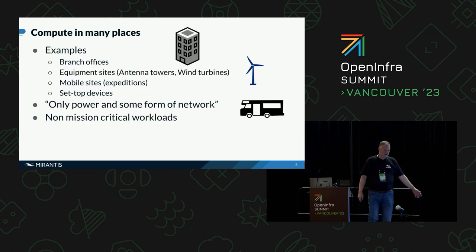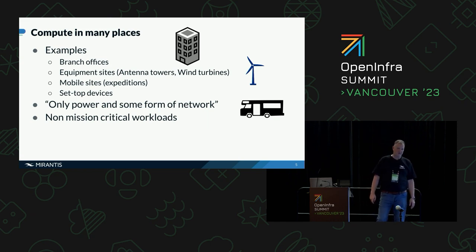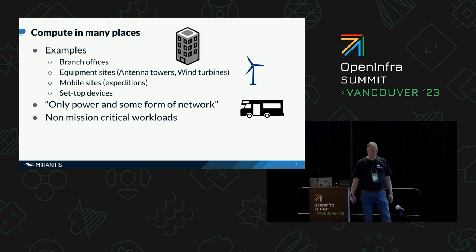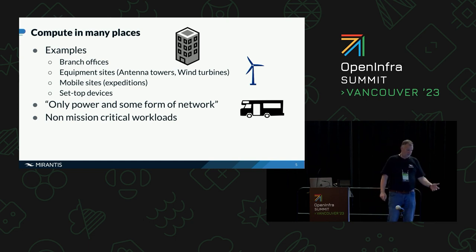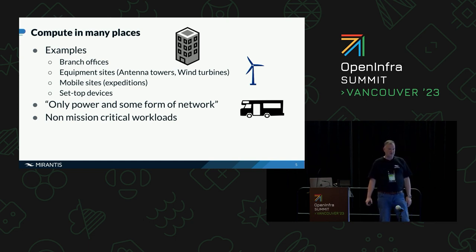So, where could we use something like that? As we said, branch offices, for instance, point of sale software, something in this direction. Equipment sites, if you want to run simple network functionality, let's say a wind turbine or something like that. Mobile sites, something that may have different connectivity depending on where you are. Set-top devices, if we were to build out something like a home controller, something like that.